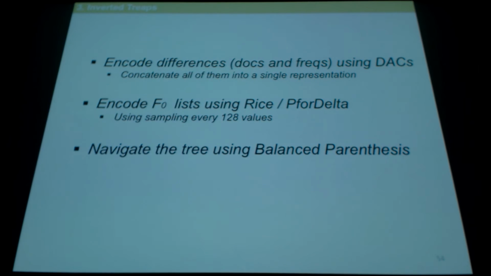We use a kind of new encoding mechanism called DACs, direct addressable codes, that allows fast random access to a compressed sequence of integers. That's the best part of it. And we use PForDelta for the F0 list. The F0 list is the list where we represent the lowest frequency document IDs. And we navigate the tree using balanced parentheses.